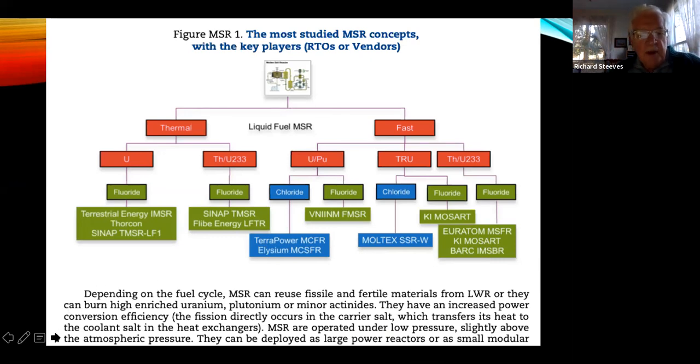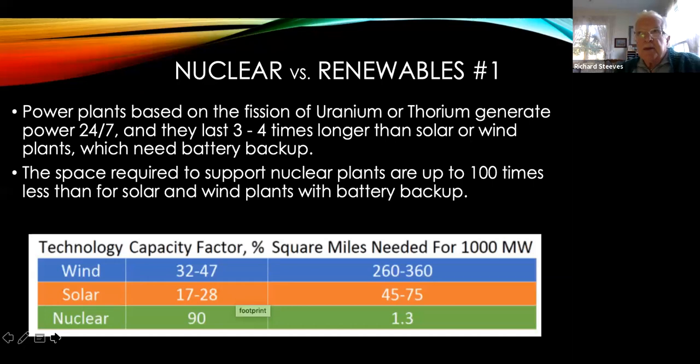And we do have to be careful that we don't get too many, but I think at least we will have alternatives to pick and choose from. Now I'm going to just touch base, a few minutes near the end of our talk, with comparing nuclear versus renewables.